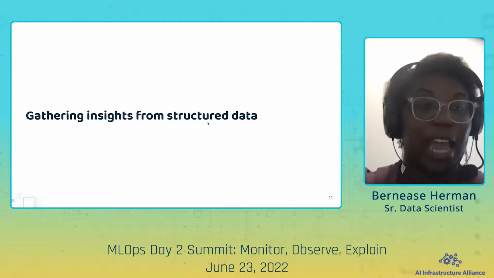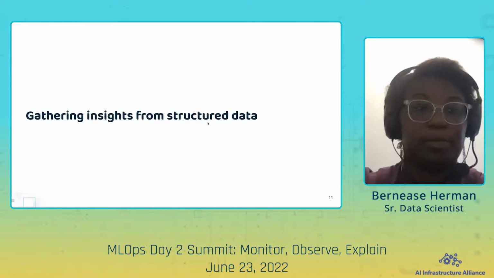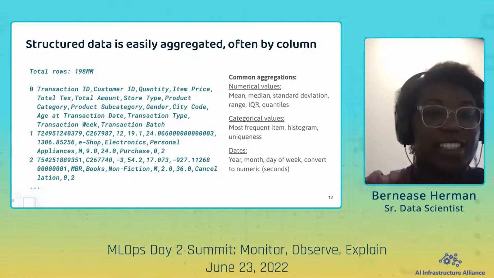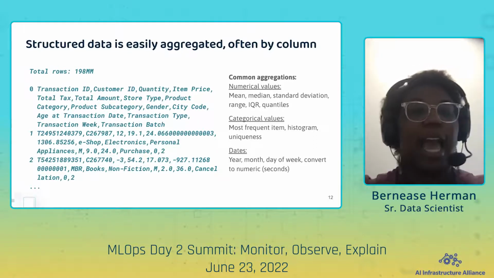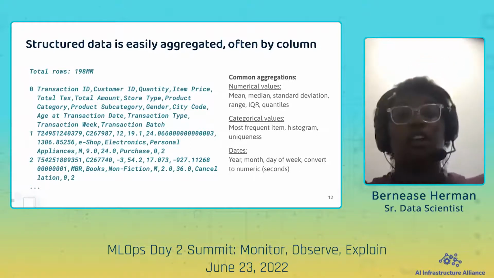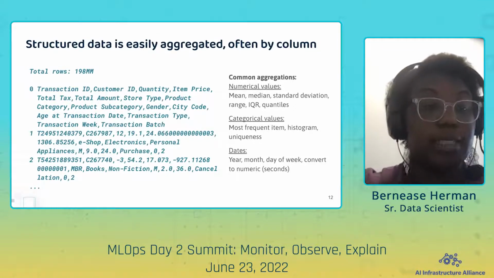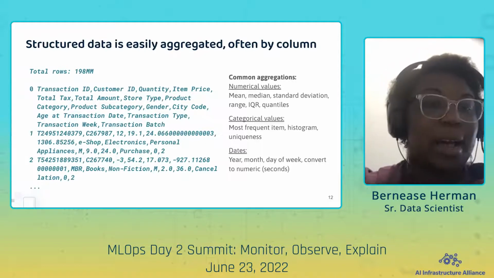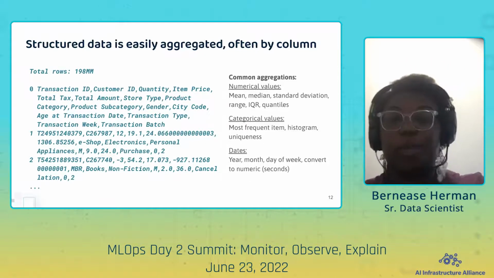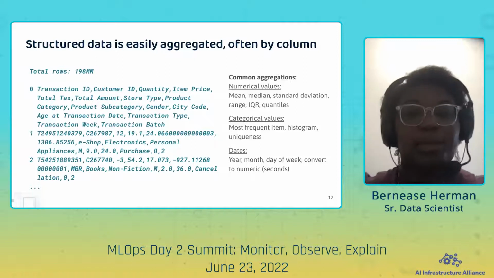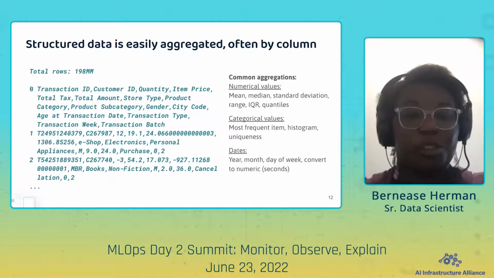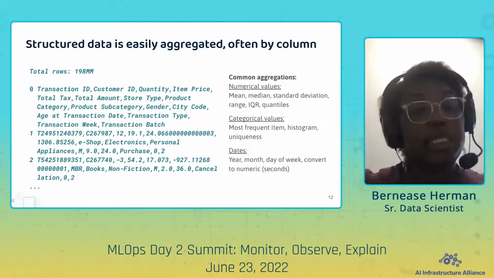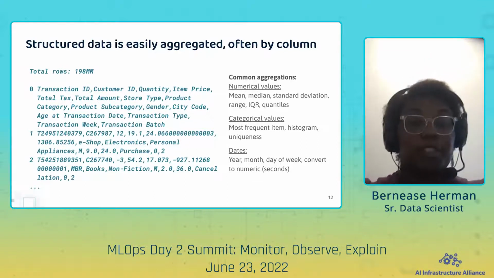Okay, now let's get to gathering insights from structured data. So structured data, we'll use this CSV example again, is easily aggregated, often by column. A little harder to aggregate across columns at times. So here on the left is just an example of a couple of rows of some data. And common aggregations that you may see for numerical values are metrics like mean and median, standard deviation, interquartile range, these sorts of things. Categorical values may be like the most frequent item, maybe a histogram, uniqueness.